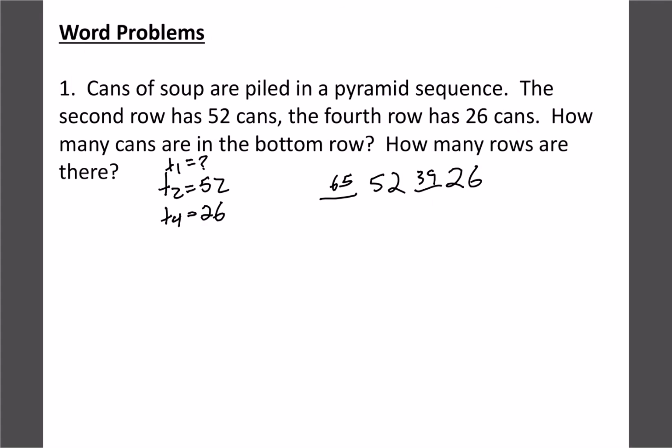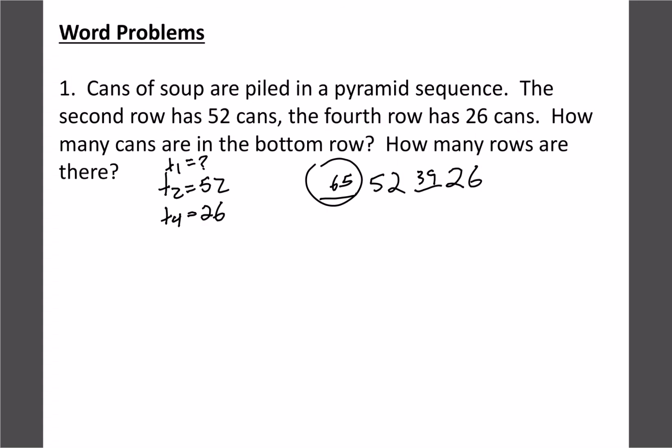And if you couldn't do that, we could go back to our formula again, find D first, and then plug it into the formula. So we'd have a term 1 calculated that way. It makes no difference, whichever way you find easier. So we'll stick with this. We have term 1 is 65.